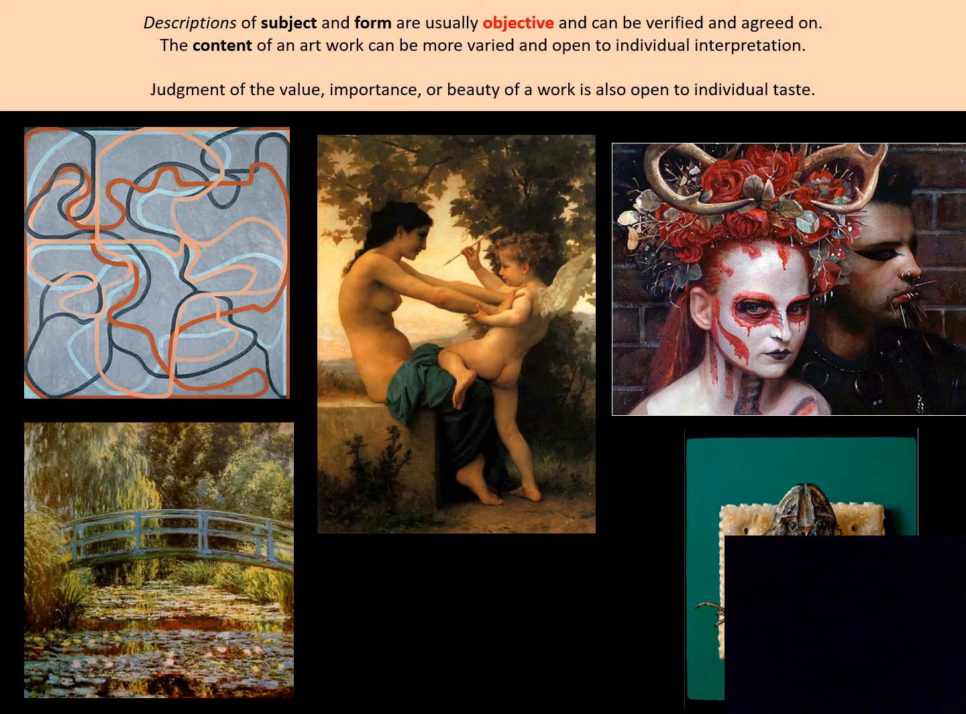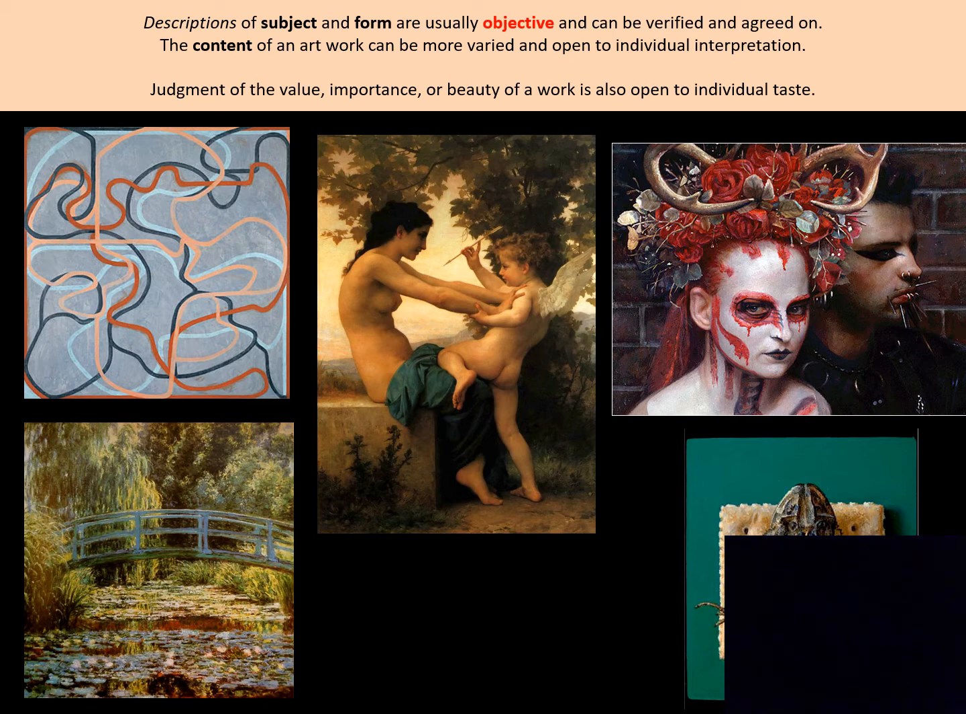When we talk about subject and form, they're basically objective. That means we all can agree on what the subject of a work of art is. For example, the little painting of a frog on a cracker, we can all agree that that's the subject. We might have different feelings about it, but we can agree on the subject.